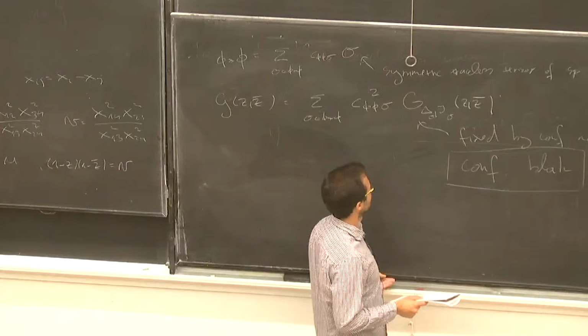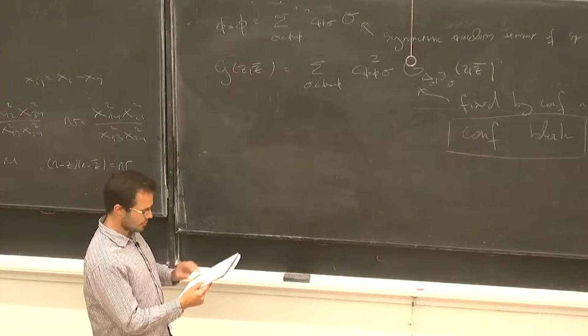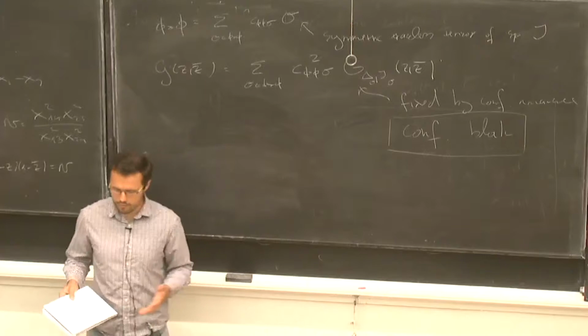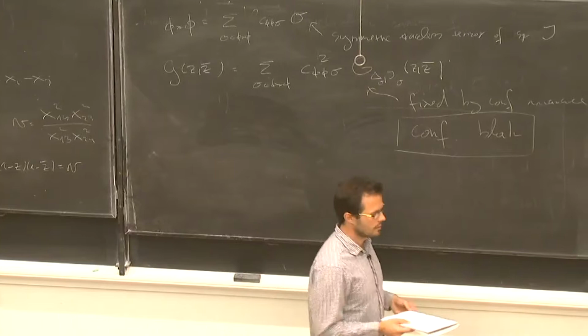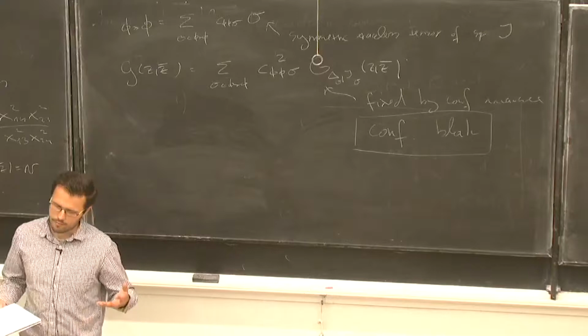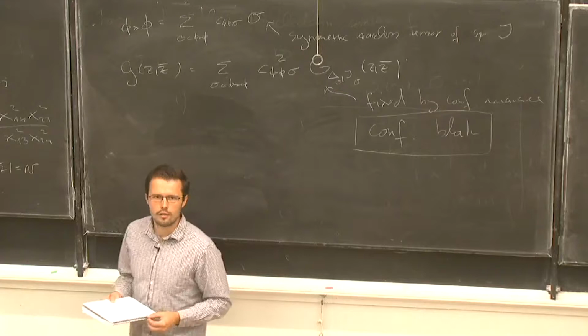I'm not going to write down the explicit form, but in even dimensions, they can be written using some hypergeometric functions. In odd or continuous dimensions, there is no very closed formula, but you can always write them as some infinite sums over known special functions. So we have very good control over what the conformal blocks are.